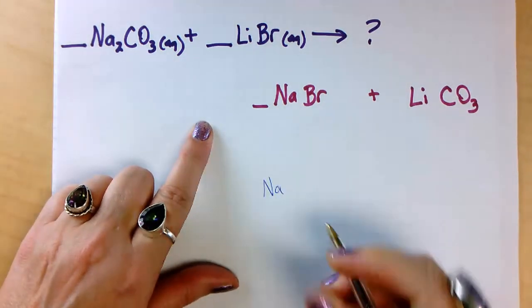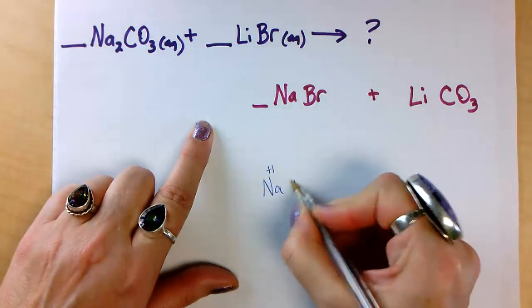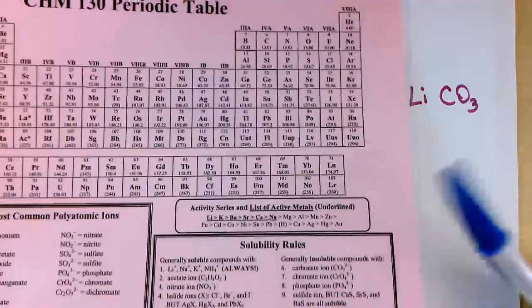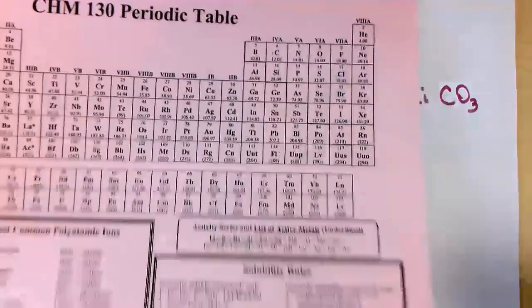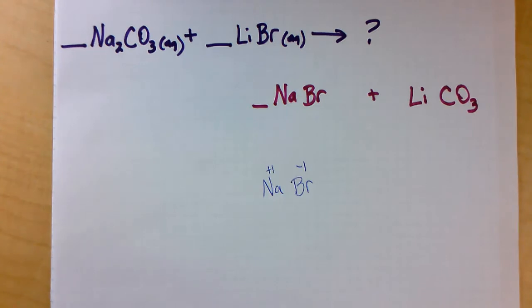What is the charge on Na? First column. It is a +1. What is the charge on Br? It's a halogen. Let's find it. There's Br. It's in the -1 column. Oh boy, I don't do that very often in Chem 130, but that's +1, -1. That already adds up to 0. It is neutral. It's just 1 Na and 1 Br because the charges told me so. +1 -1 equals 0.